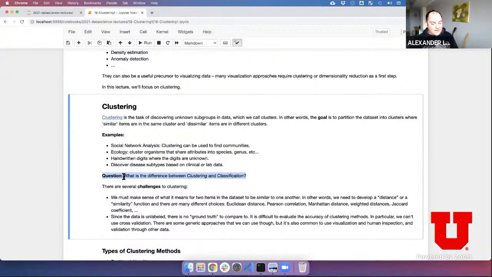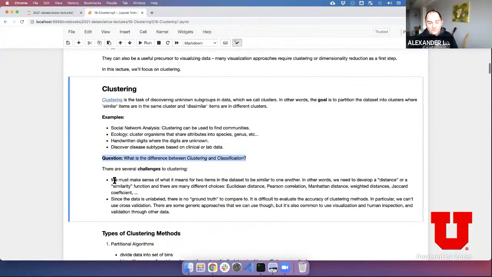And there are a couple of challenges to clustering. So first, we must make sense of what it means for two items in a data set to be similar to one another. So we need similarity metrics or similarity functions. There are a couple of different choices, and I'm not going to cover them today, but we'll be covering them in the second clustering lecture. But there are many choices: Euclidean distance, Pearson correlation, Manhattan distance, weighted distances, Jaccard coefficients, and so on. Some are good for numerical data, some are good for categorical data, and for different situations and different cases, different metrics are useful.